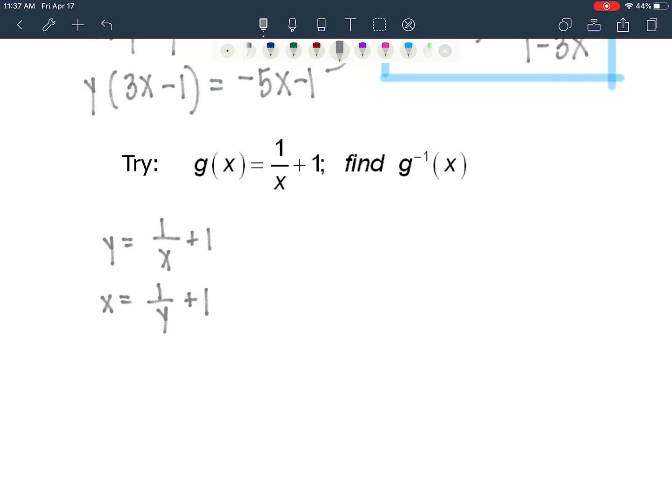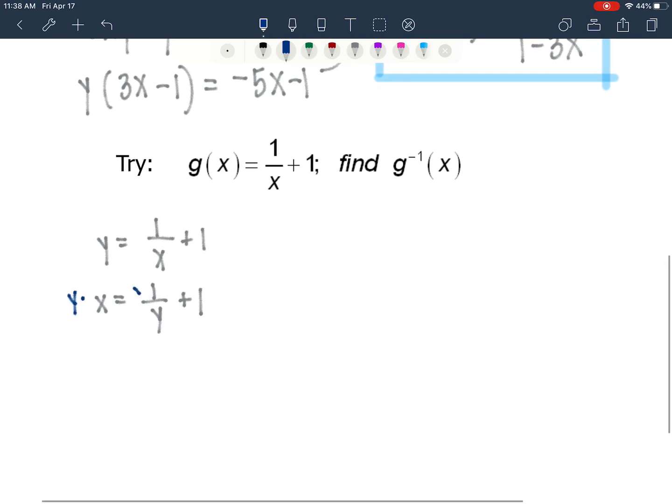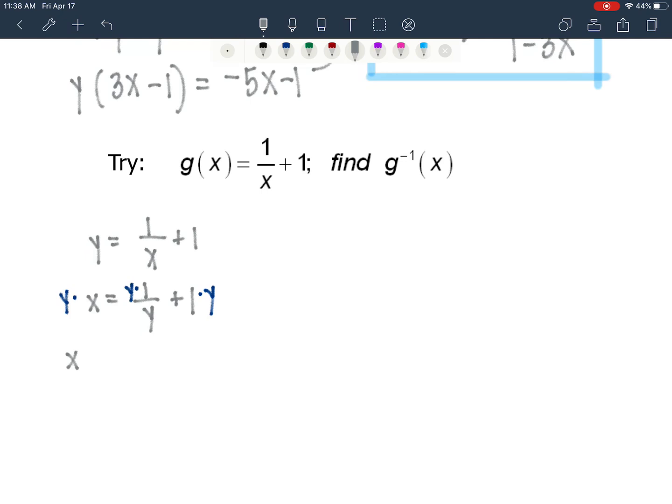Well, I have one term that has a fraction, so I'm going to multiply each term to clear that fraction. So I'm going to multiply each term by y. That's going to give me xy equals 1 plus y.